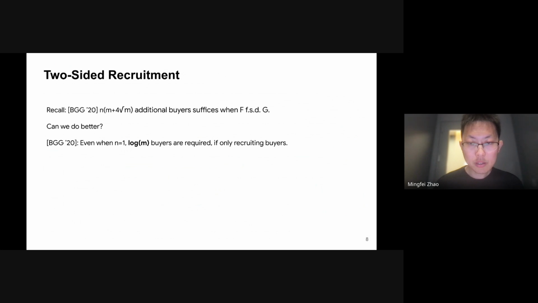But one important reason why such a lower bound exists is that in that setup, the auction is only allowed to recruit buyers. In other words, it can only recruit from one side of the market. So the natural question becomes, what if we can recruit from both sides of the market? Can we do better?